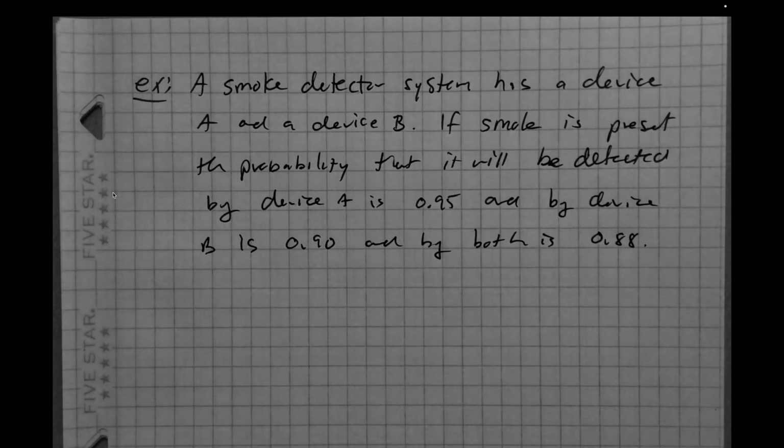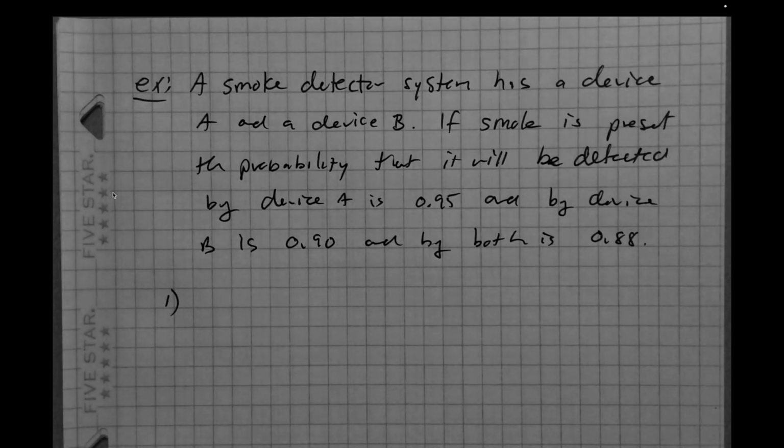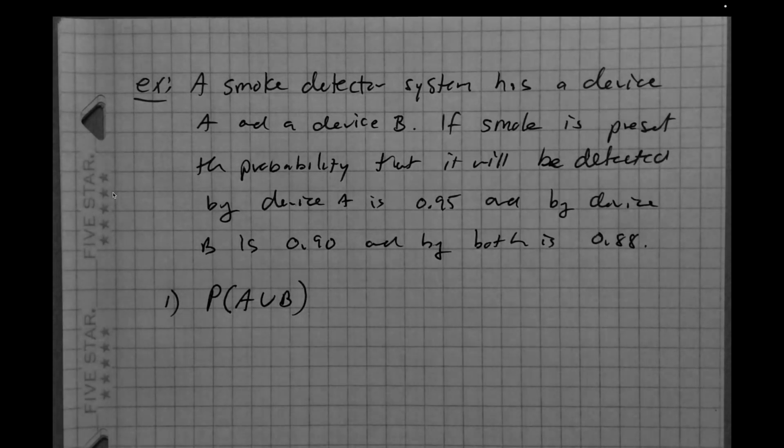Okay. All right, so there's a setup. You've got two devices, A and B. If the house is on fire, if there is smoke, the probability that it will be detected by A is 95%, and the probability that the smoke will be detected by B is 90%. So the probability that it'll be detected by both turns out to be 0.88. Now there are two questions. The first one is, find the probability that smoke will be detected by either A or B. So basically, find the probability of A or B, right? That it'll be detected by A or B or both.